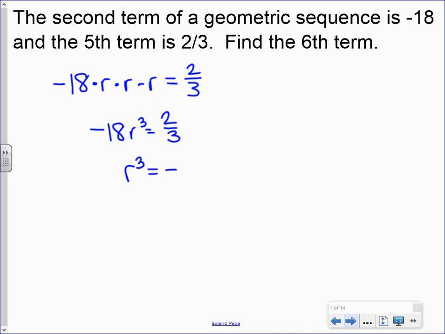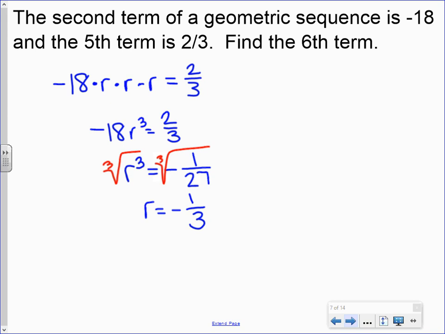If we divide by 18, we would have negative 1 over 27. We take 2/3 divided by negative 18. Do you agree? Okay. What is r? There. All right, we have a start.